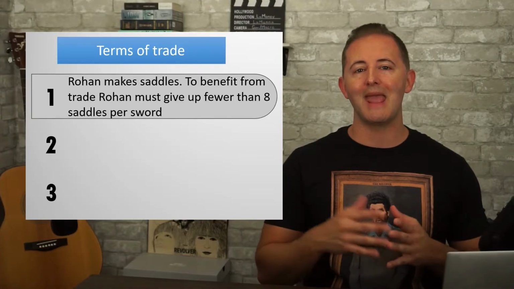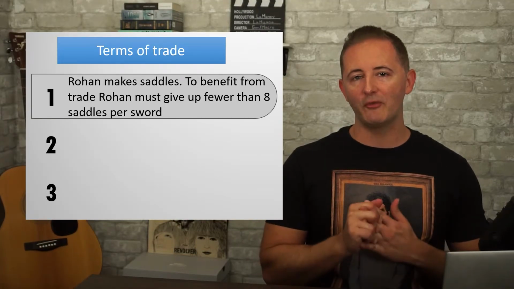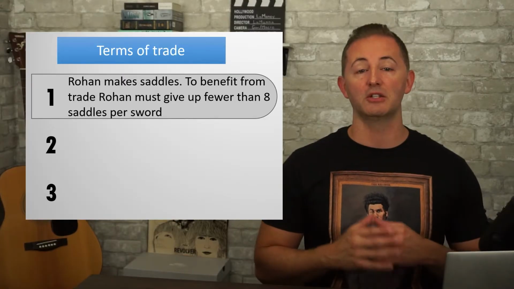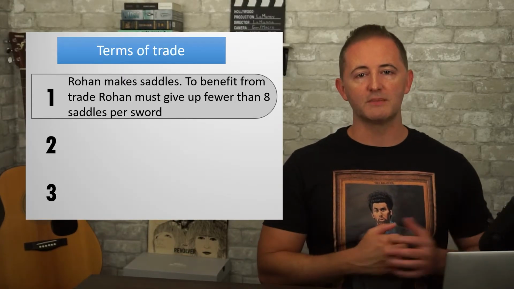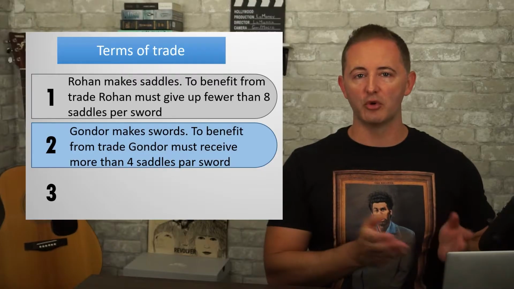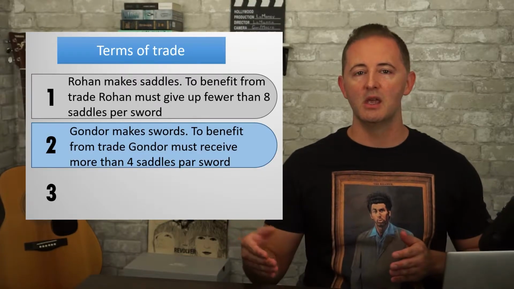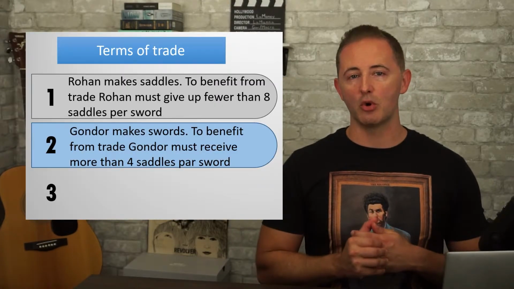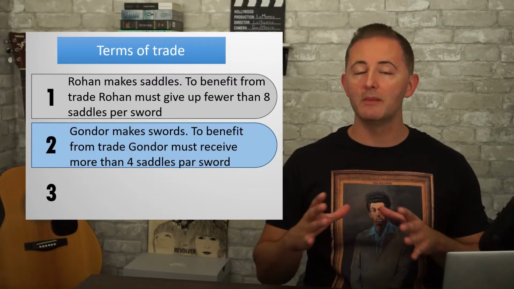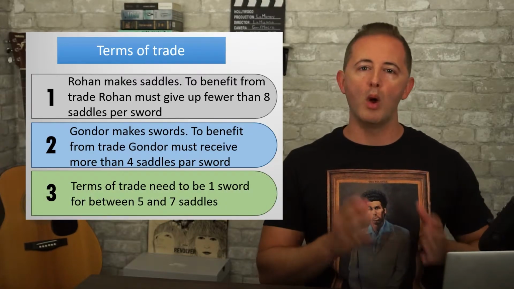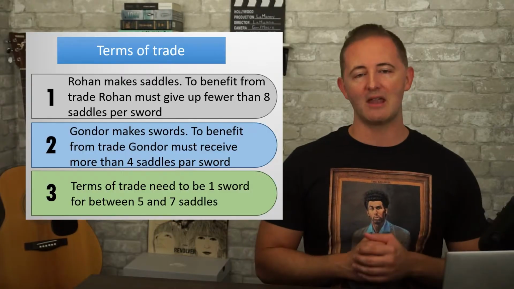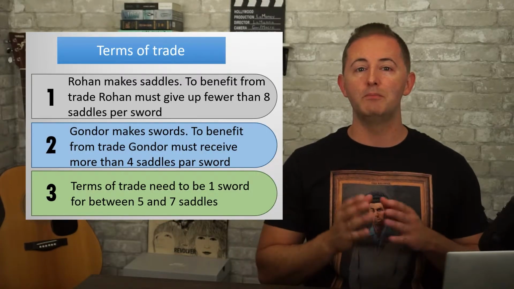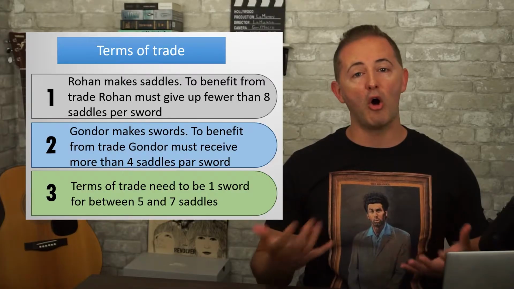The numbers will help. Rohan is making saddles. Without trade, if they wanted 1 sword, they'd give up the opportunity to make 8 saddles. So Rohan will benefit from trade if they are giving up less than 8 saddles per sword. Gondor is making swords. Without trade, if they chose to make 1 fewer sword, they'd be able to make 4 saddles. So for Gondor to benefit from trade, they need to receive more than 4 saddles per sword. So we realize that for the trade to be mutually beneficial, the terms of trade need to be 1 sword for between 5 and 7 saddles. And hopefully you notice that this is between both kingdoms' opportunity costs. It'll always be that way.